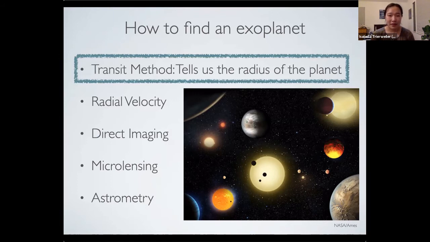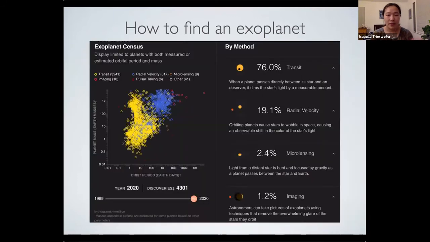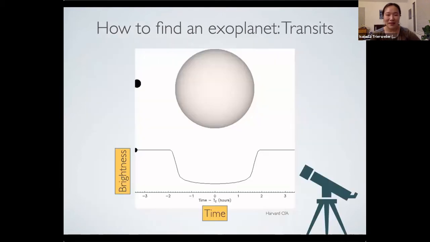So this transit method, the other reason it's kind of good to talk about is that it's responsible for most of the planets that we've seen. So this is just kind of a quick rundown of how many of the exoplanets we know of are discovered by each method. Transits are responsible for about 76% of them. So it's a pretty efficient and effective method of finding planets. Okay, but how does it work? So the way that we can find a planet through transits is that we'll plop down our telescope.